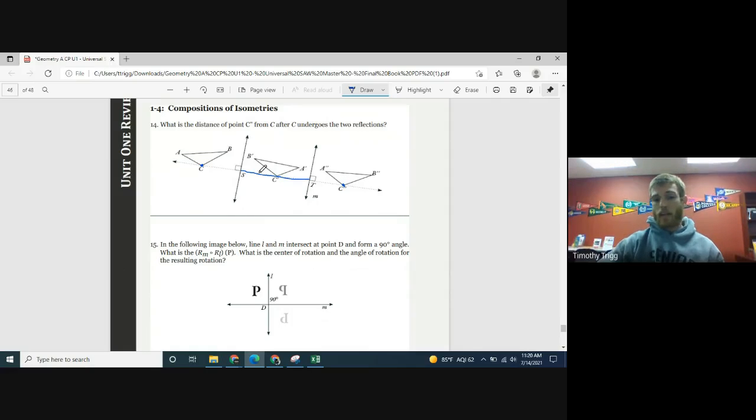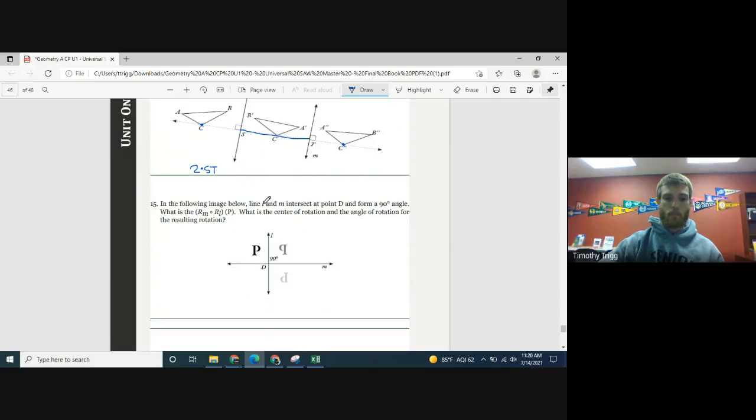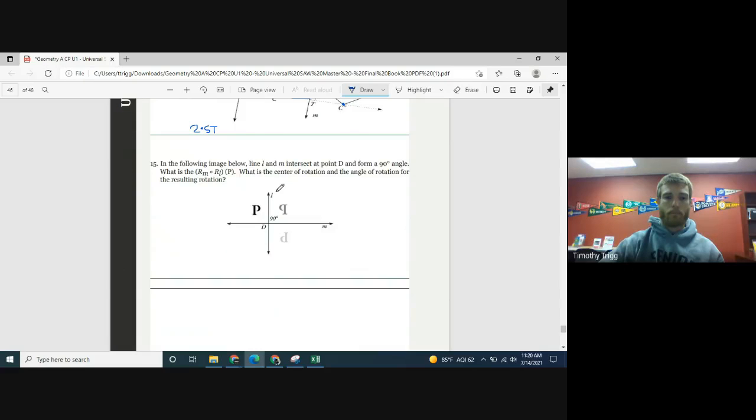So if they give you that the distance between the parallel lines is 10, then from C to C double prime would be 20. But here they don't give you that distance, do they? They just put S and T. So we'll just say it's 2 times whatever the distance between S and T is. Okay, and that's fine. Kind of a weird one.